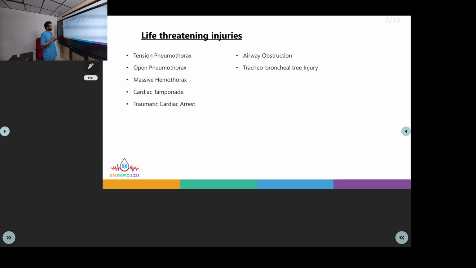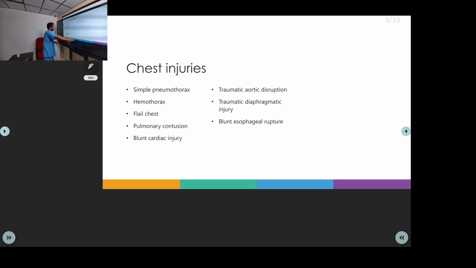Airway obstruction and tracheobronchial injury are also life-threatening injuries, which are not part of chest injury as such, but are life-threatening. There are also other chest injuries which are not life-threatening, but we also have to check for them in the secondary survey, like simple pneumothorax, hemothorax, flail chest, pulmonary contusion, blunt chest injuries, traumatic aortic disruption, traumatic diaphragmatic injury, and blunt esophageal rupture. In this session, we are going to discuss life-threatening chest injuries.